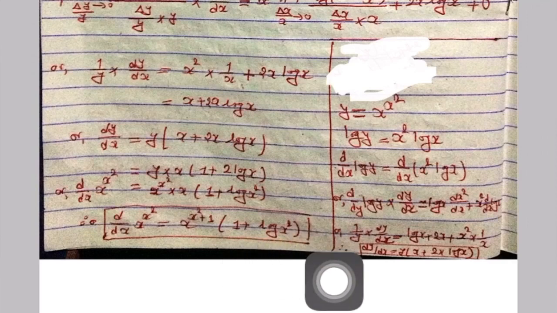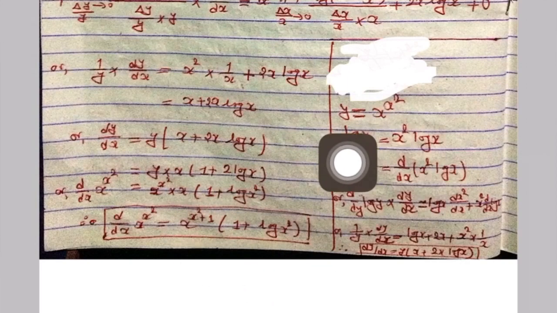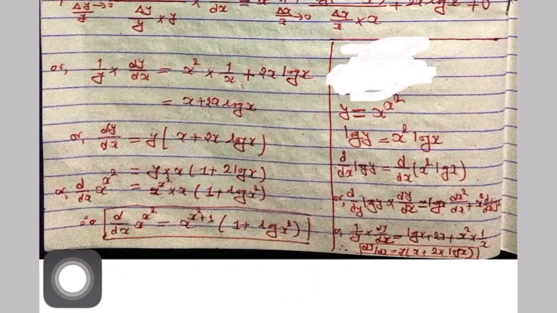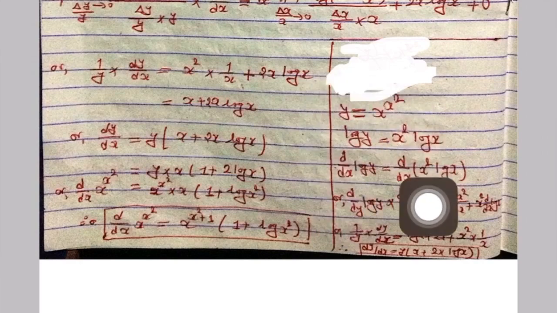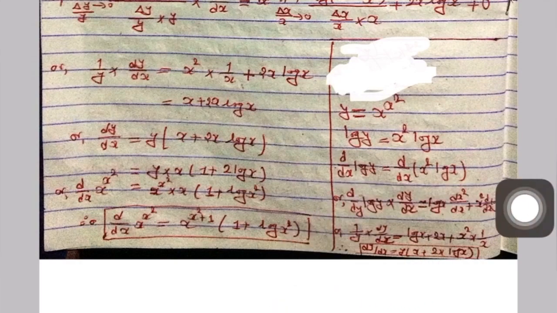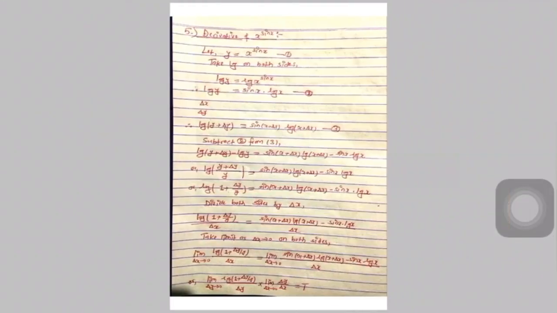This is the derivative of x to power x square with respect to x from first principle. Okay, this term can be written as this one. So if you use the direct rule of derivative, then you can get the same result. Okay, so in this way you can find out the derivative of x to power x square from first principle. Similarly, we have another problem here in number 5.